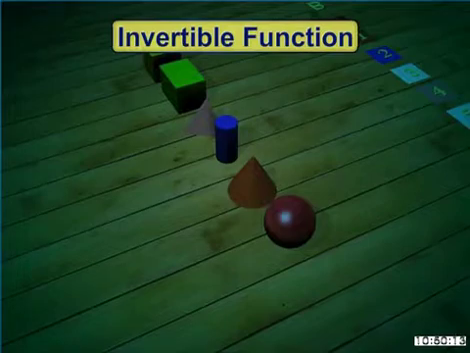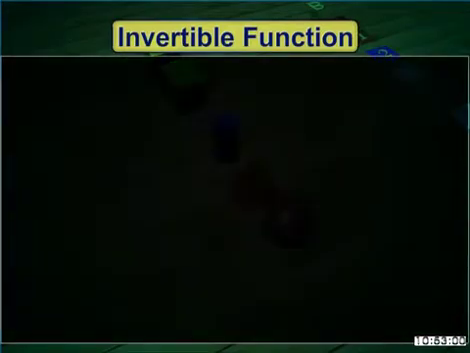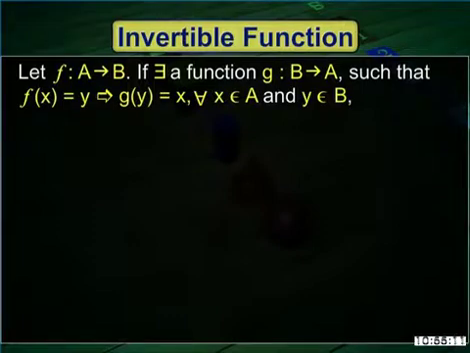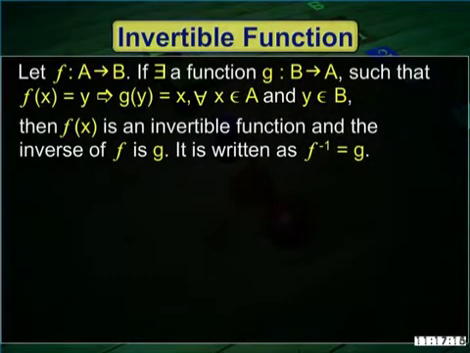Next, we define an invertible function. Let f be a function from set A to set B. If there exists a function g from set B to set A such that f of x is equal to y implies that g of y is equal to x, for all x belonging to set A and all y belonging to set B, then function f is an invertible function and the inverse of f is g. It is written as f inverse is equal to g.